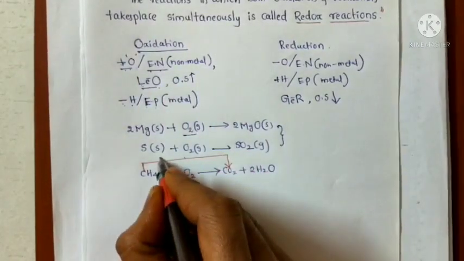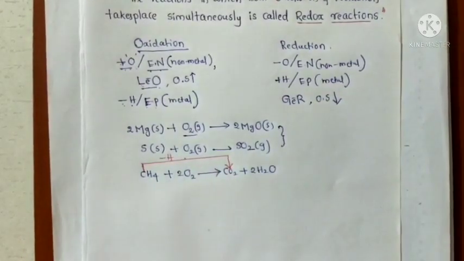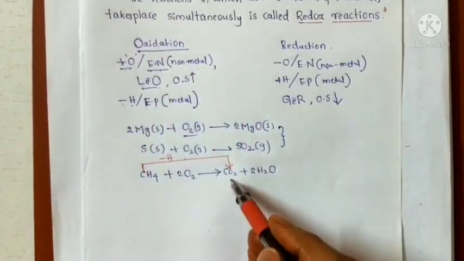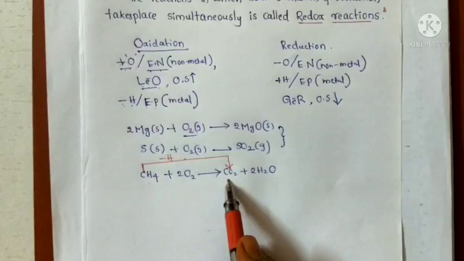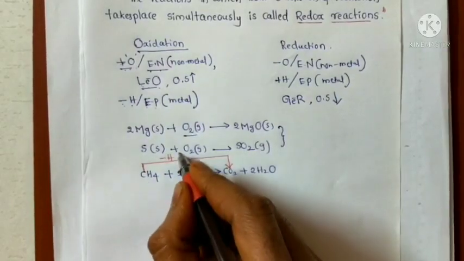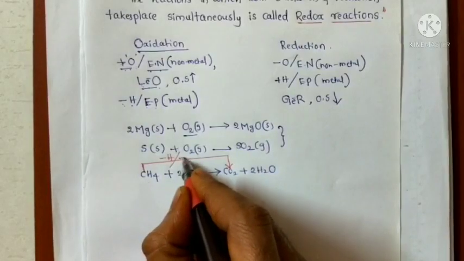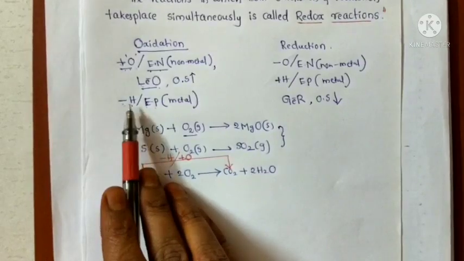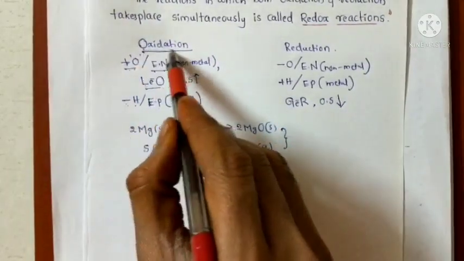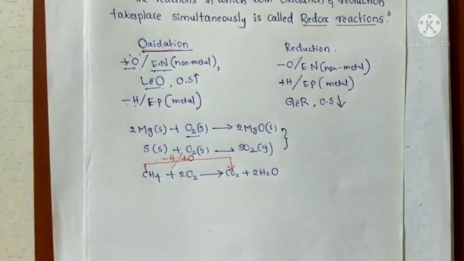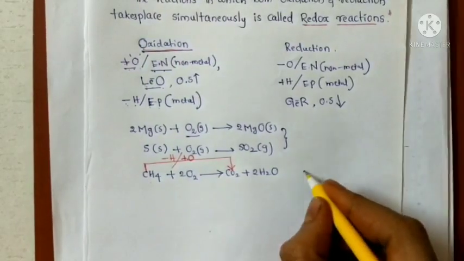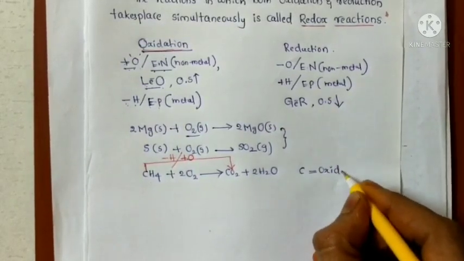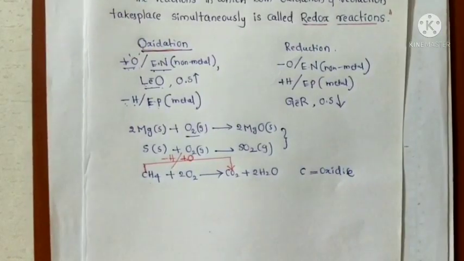So here, removing of hydrogen and adding of oxygen: CH4 is converted into CO2, that means removal of hydrogen as well as addition of oxygen. Removal of hydrogen and addition of oxygen is nothing but an oxidation reaction. So from this we can conclude that carbon is oxidized.